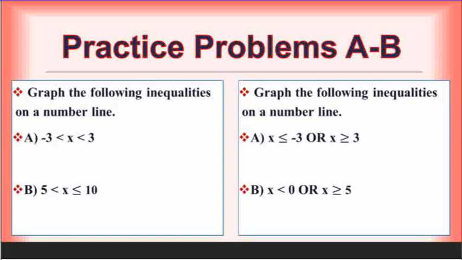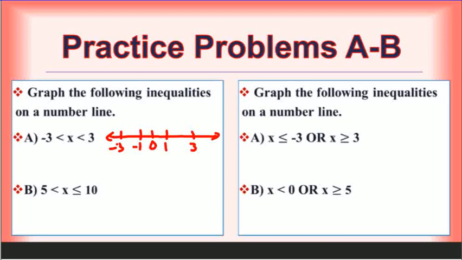Next one, graph the following inequalities on a number line. So these are conjunctions, they have common solutions. So I'll draw my number line, -3. And I'm going to count by twos. So this would be -1, 0, 1, and 3. I'll put a 0 here so you can see where the 0 is at.